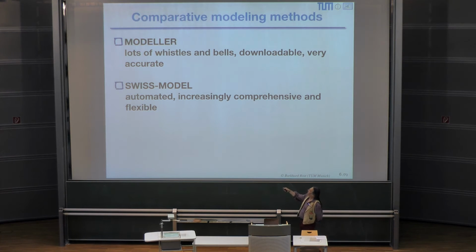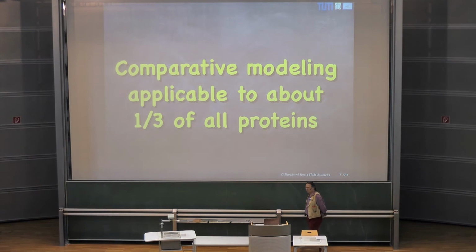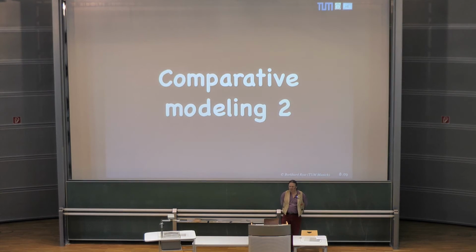The two main methods are Modeller and Swiss-Model, and comparative modeling is applicable to about 1/3 of all the proteins. Again, we currently know about 55 million protein sequences, and for only about 100,000 we have the three-dimensional structure. And the gap between these two extreme numbers, so 1/3 corresponds to roughly 18 million, and so between 100,000 and 18 million there's a lot to do, and that is exactly the ground that is tread by comparative modeling. Now let's get back to comparative modeling again in terms of assessment.